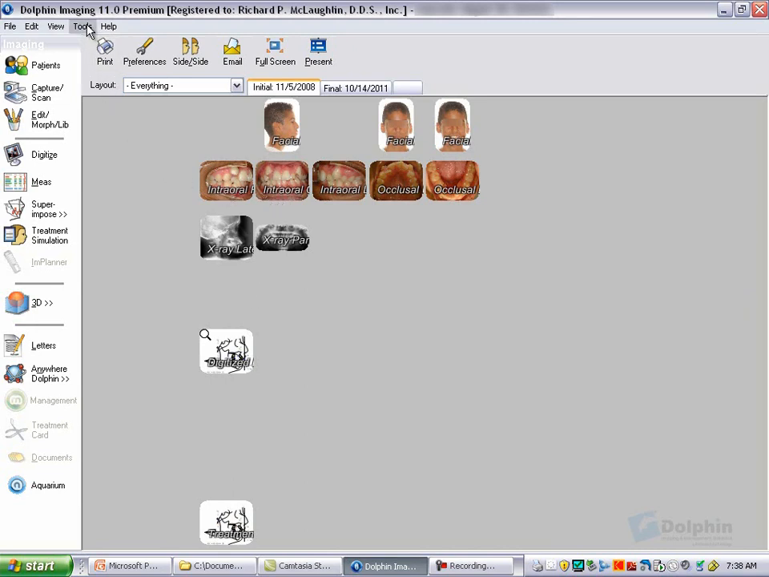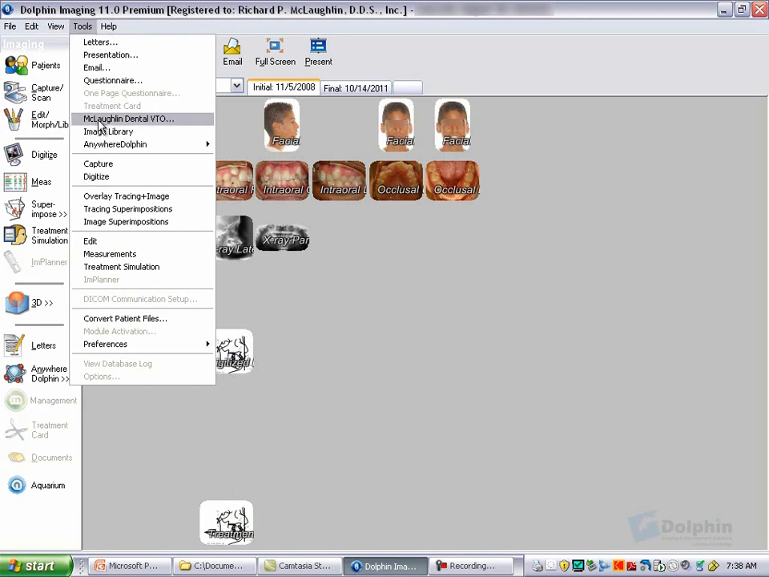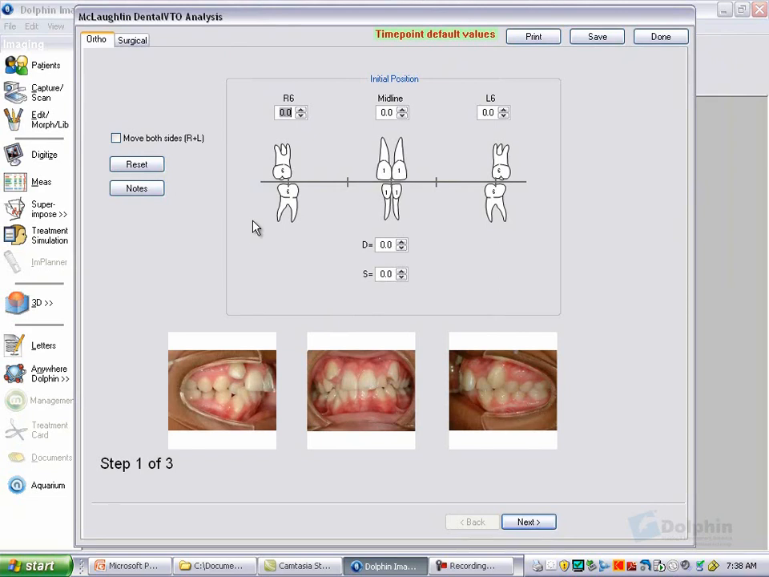So we go to tools, drop down to McLaughlin Dental VTO, and left click, and you've got the first chart of the dental VTO. The dental VTO consists of 3 steps or 3 charts. The first chart or step is to record the existing molar relationship and the existing midline relationship.